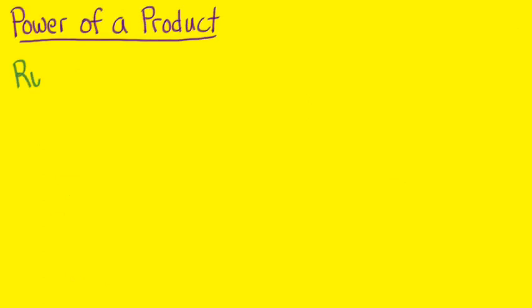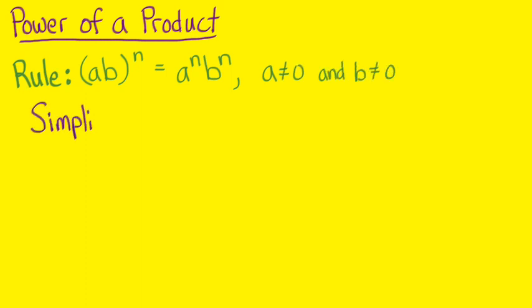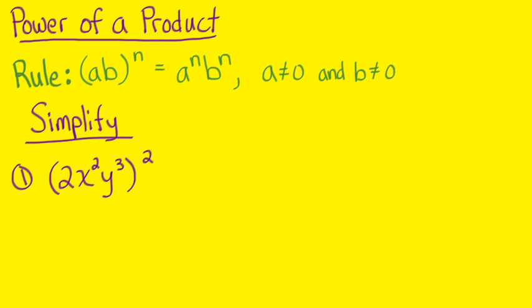Okay, another rule. This is our third rule for today, power of a product. What this means is inside of our parentheses, we already have things that are multiplied. Maybe they have the same base, maybe they have a different base. In this case, it's a different base. And then we have it to a power. So we have to distribute, right? We're just distributing. Everybody in the family gets the power.